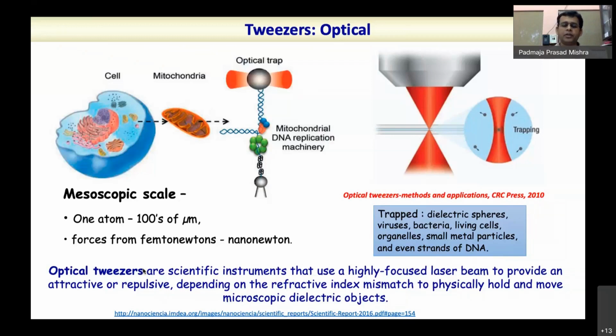Basically, a very high intensity laser light is tightly focused, and it is believed that at the focus point you can hold the object tightly. So we can pretty much trap dielectric spheres, viruses, bacteria, living cells, organelles, small metals, and even double-strand DNA.